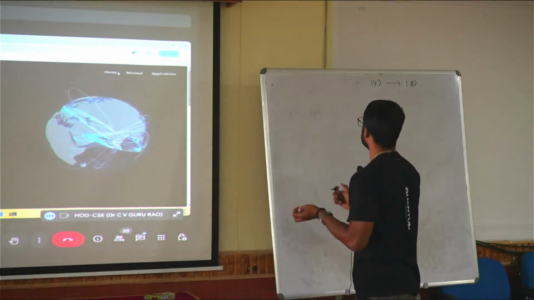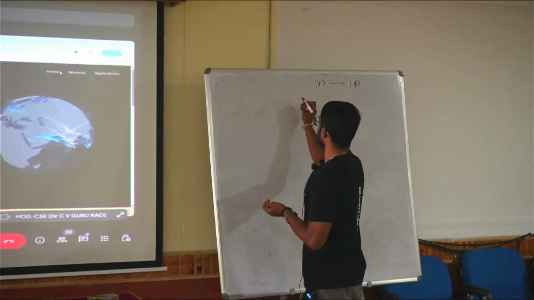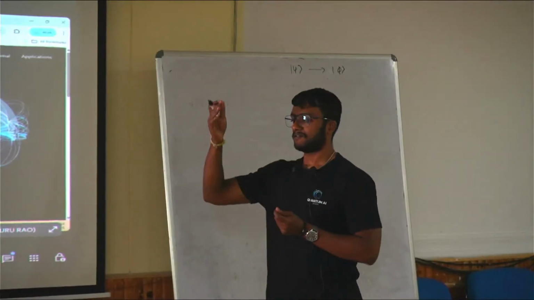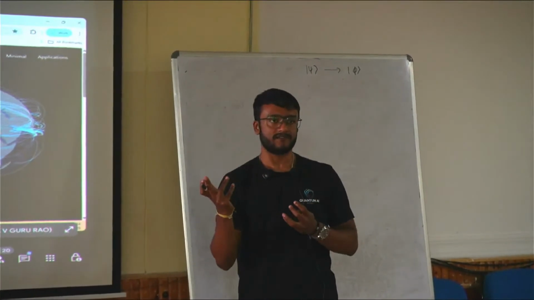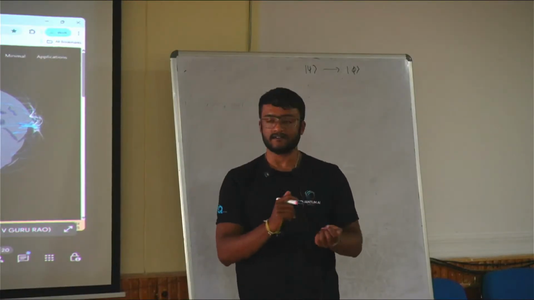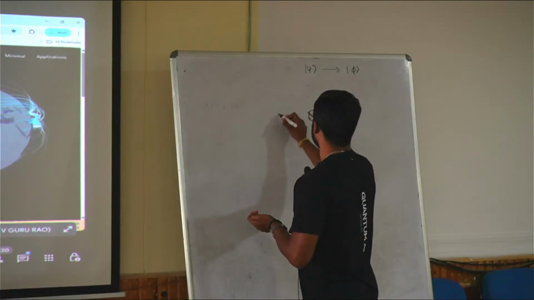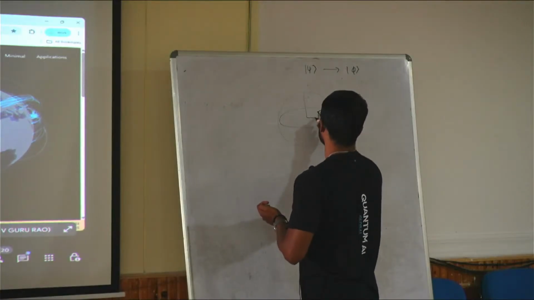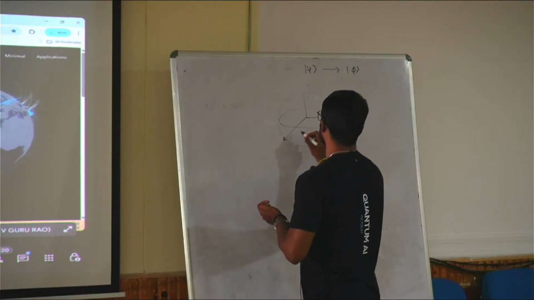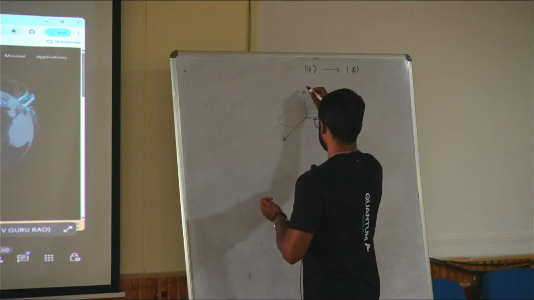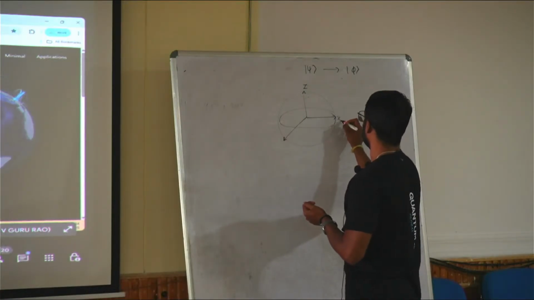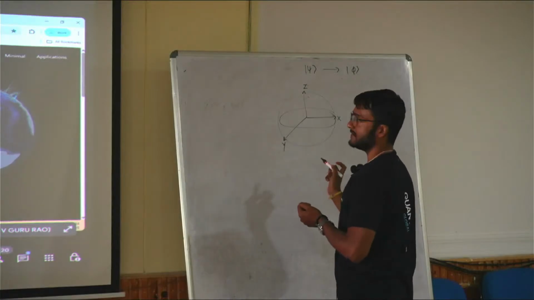So, there are 3 different bases we use, and those are all 3 axes of the Bloch sphere, X, Y, and Z. Okay. If I draw the Bloch sphere, I call this my Z, this my X, and this my Y. Okay.